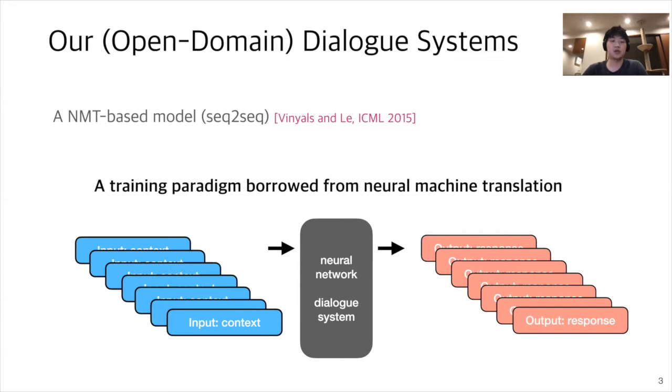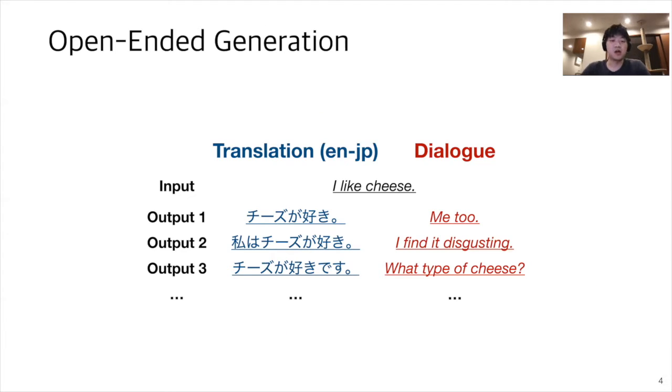But is this the right training paradigm for training dialogue systems? Dialogue is an open-ended generation task, while translation is more like a closed-ended generation task. Because given the same input, we can have different translations, but all of these translations will be very similar at both the lexical level and the semantic level. However, in dialogues, we can generate diverse responses, which are diverse not only at the lexical level, but also at the semantic level. So the training paradigm of machine translation is not suitable for dialogue systems.